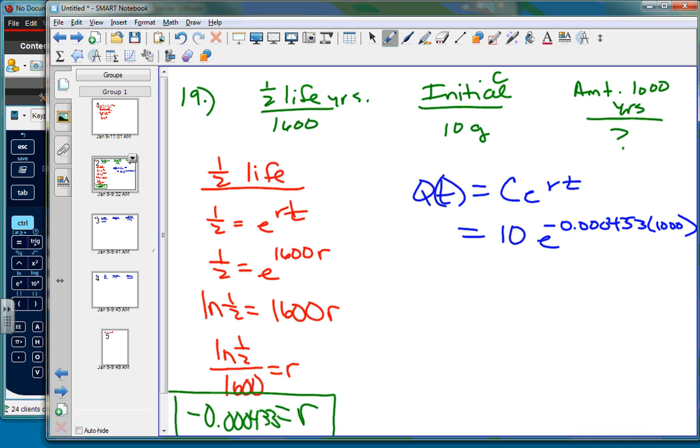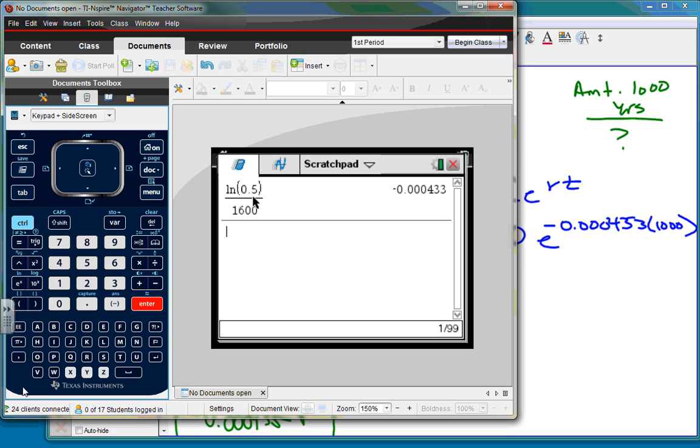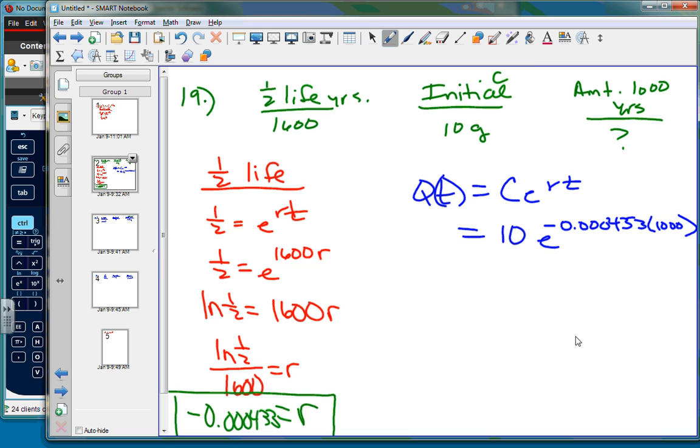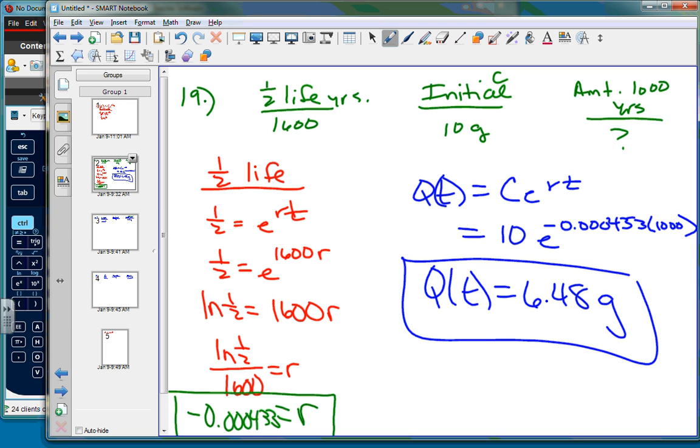So what is going to be my answer? Well, I'm going to come back over here. Watch how I do this, please. I'm going to take 10, e, and go up here, grab that and hit enter. Do you see how I'm using that decimal? Times 1,000. Is that a logical estimation of how much I'm going to have in 1,000 years? Yes, it's below 10 and it's above 5. So I'm going to have 6.48 grams left. Do we understand that, yes or no?